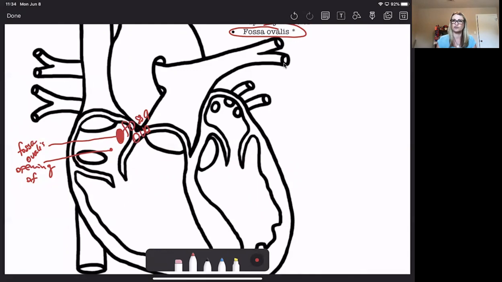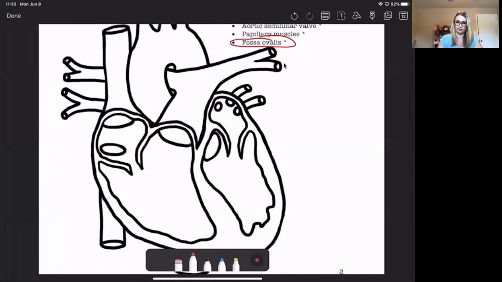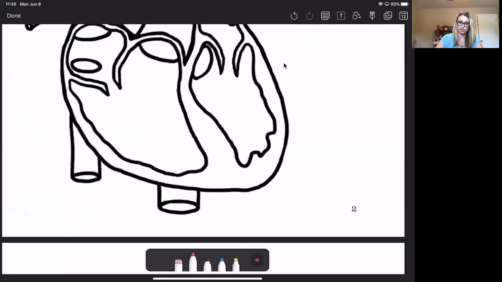You are more than welcome to color this. Some students do some excellent, almost artwork with these, so you don't have to make yours artsy. It just has to be labeled, and labeled clearly. And that's that for this image.